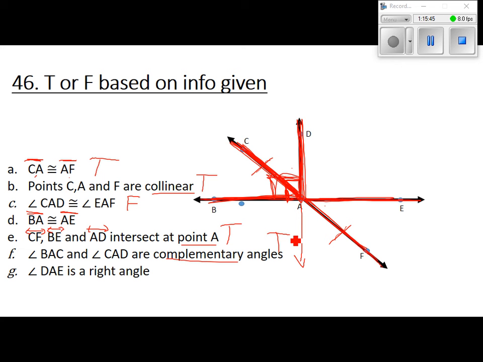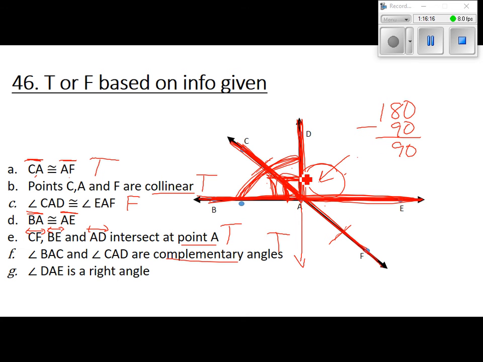Angle DAE is a right angle. Well, they didn't put that box in there for us, but we know that this angle over here is 90 degrees. And we know that this whole thing and this angle over here together have to form this straight angle. So if this one over here is 90, to find the other one, all we have to do is take 180 minus 90, and that gives us 90. So what do we know about this angle? It's got to be a right angle, so that's true.